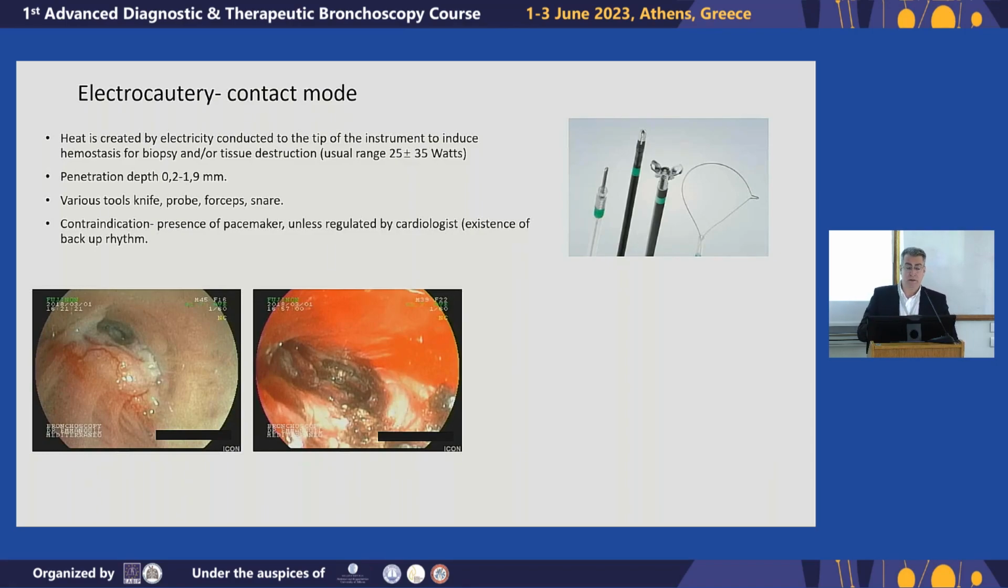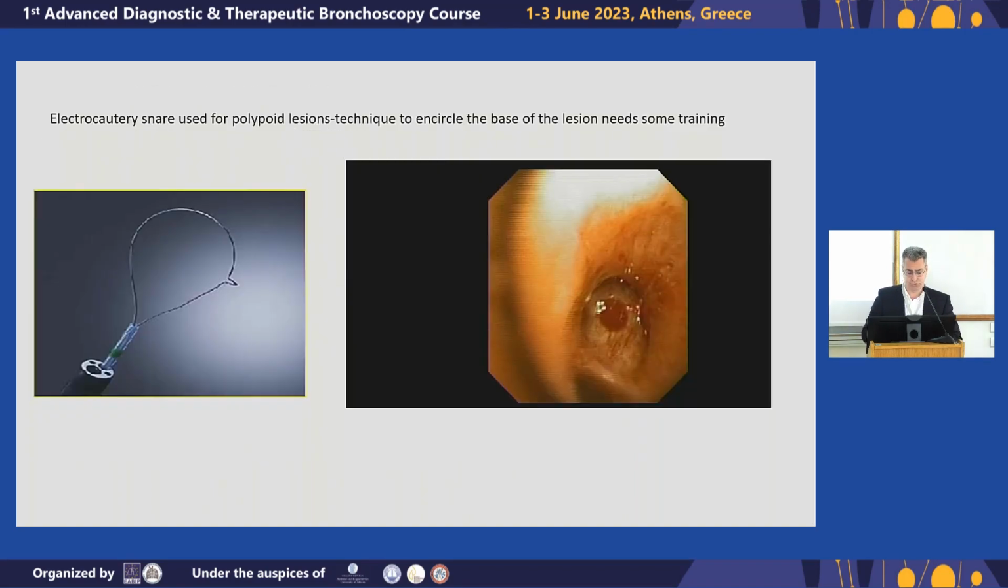Why all this? Because the alternative to the electrocautery is a laser, which is not doing exactly the same thing. It's not available in most interventional pulmonology units. It's very expensive. It's not easy to have a machine just for some patients that have a pacemaker. So we can do it with patients with pacemakers, but we have to take precautions.